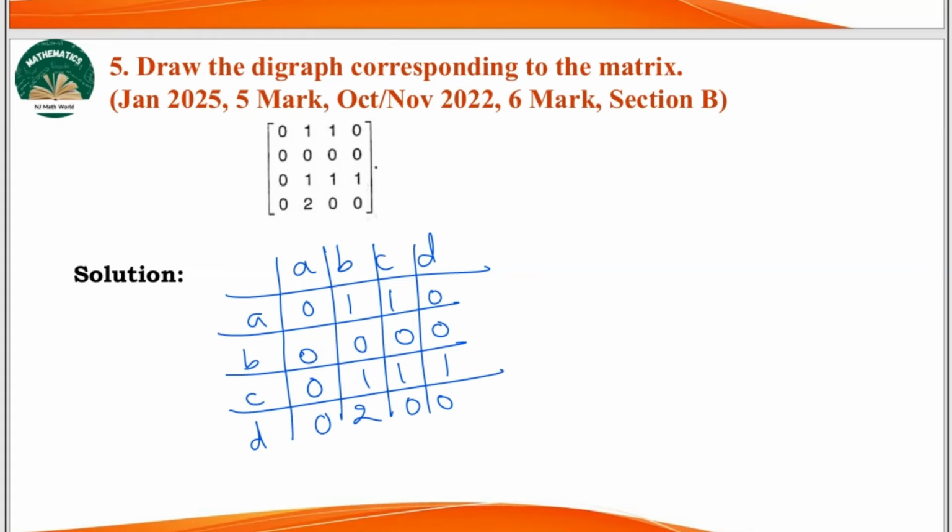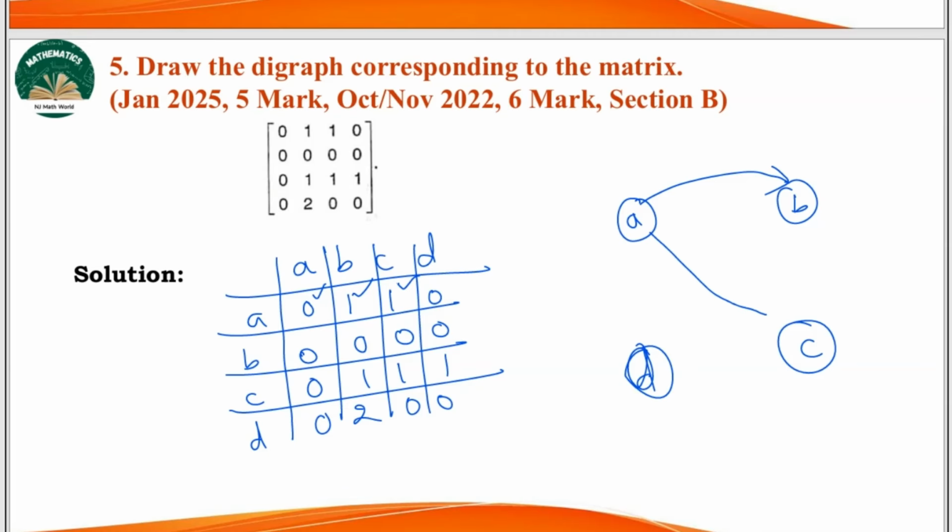So now let us draw the graph, that is A, B, C and D. Now let us check. From A to A, what is the value? It is 0. No edge. A to B, it is 1. Then A to C, it is 1. It is a directed graph, so we have to write the arrow mark.